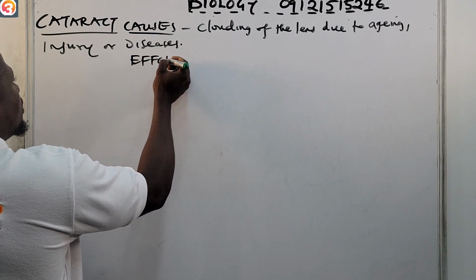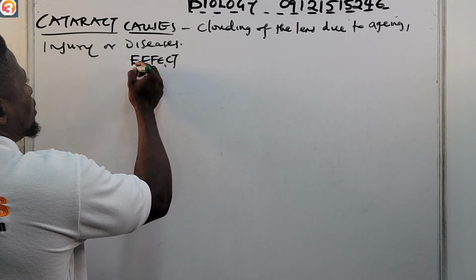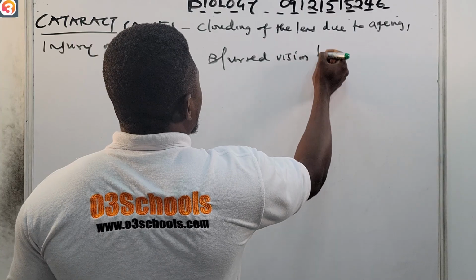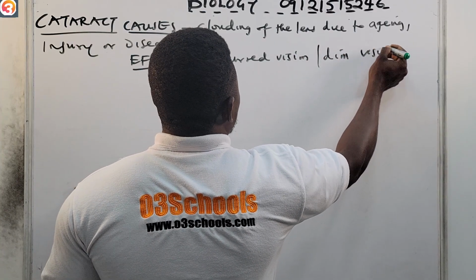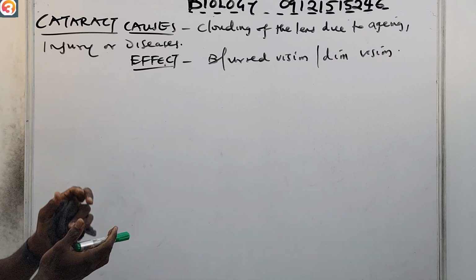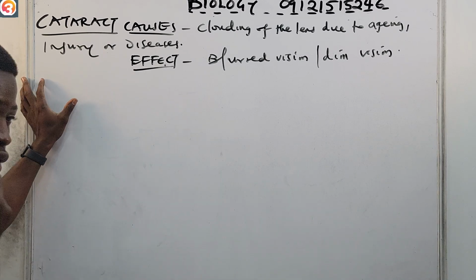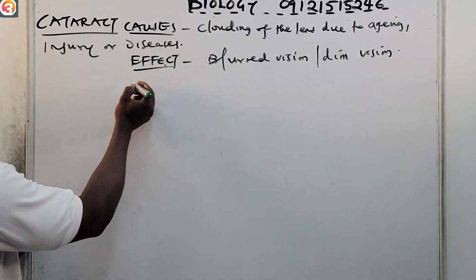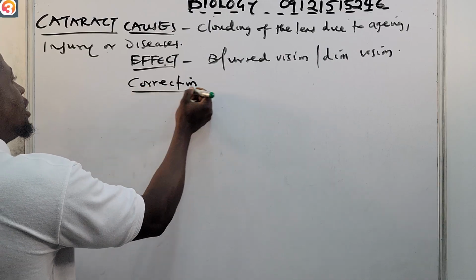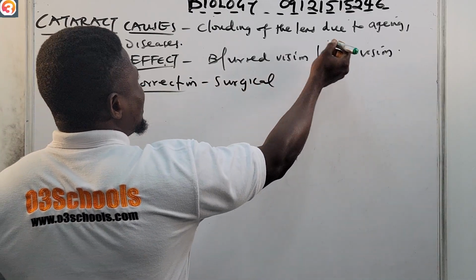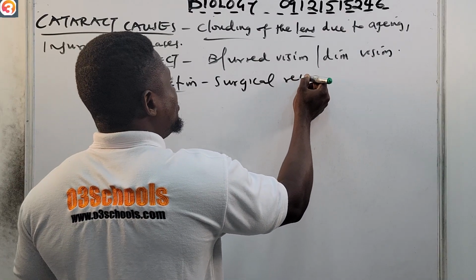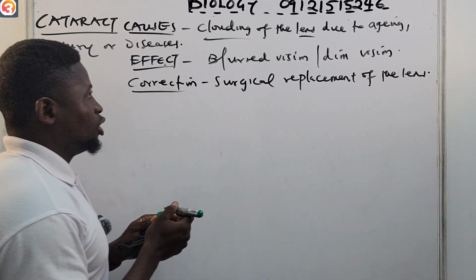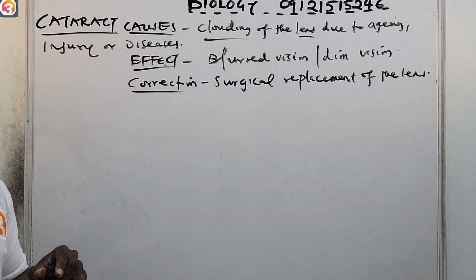Likewise, what are the effects? Before I talk about how to correct it, what happens? You see blurred vision, or we say dim vision. That is the effect of cataract. Your vision will be very, very dim. So now, how do you correct it? Since it is the lens that is getting cloudy, we use surgical replacement of the lens. This is how you correct it.